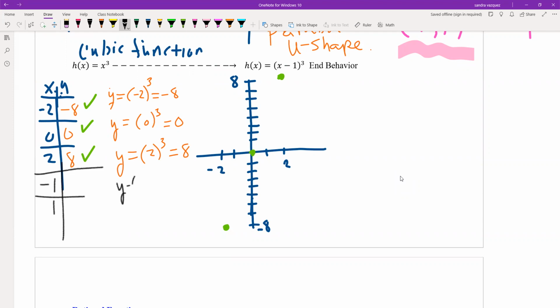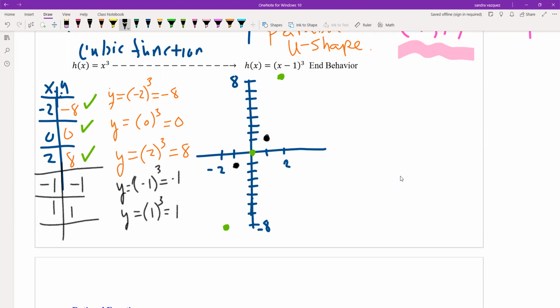So this will be y is equal to -1 to the third power. That will give me a -1. Y will be equal to 1 to the third power, and that will be equal to a 1. Okay, so I have two more values. Let me see, -1 and -1, it's about here. And then I have a 1 and a 1. Okay, that is better. This is better because now I know that it's not really a line.